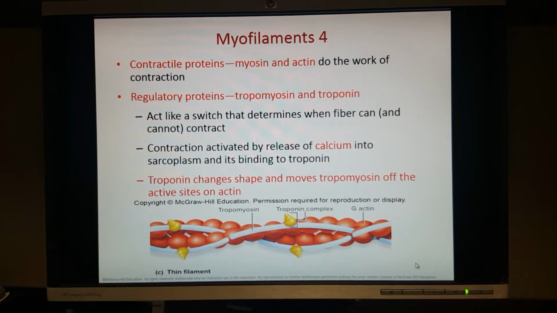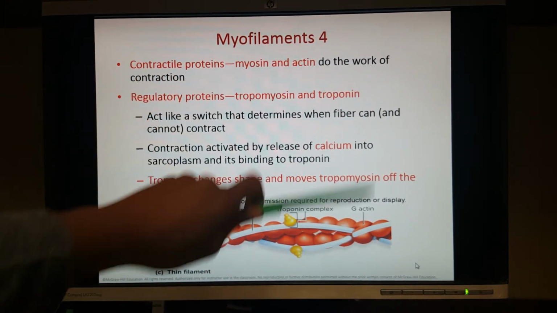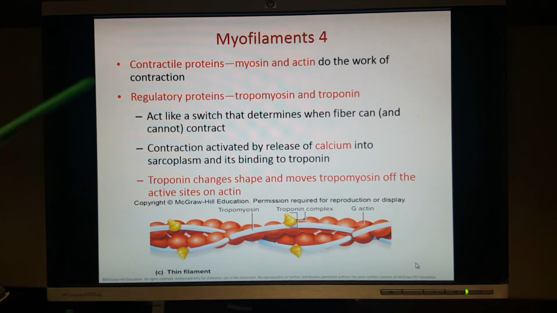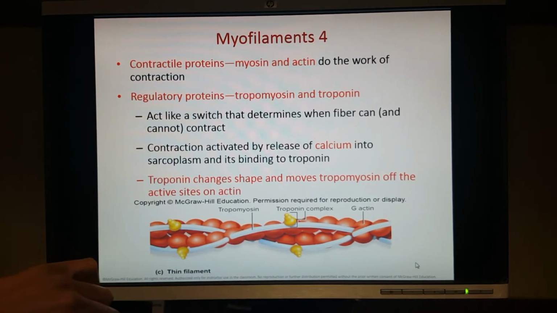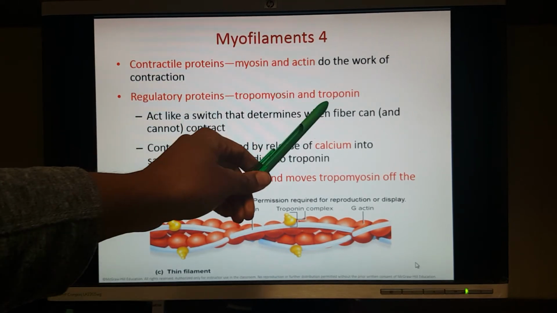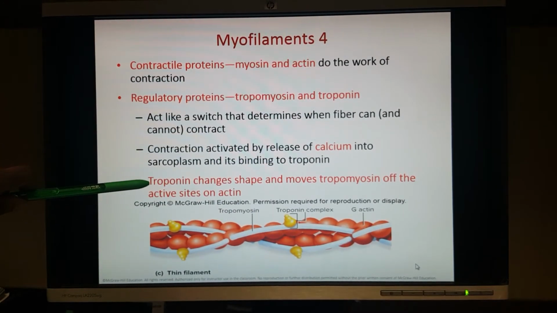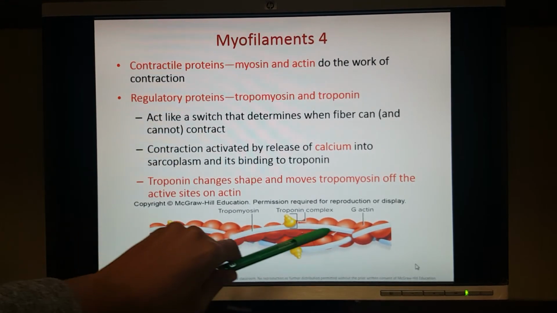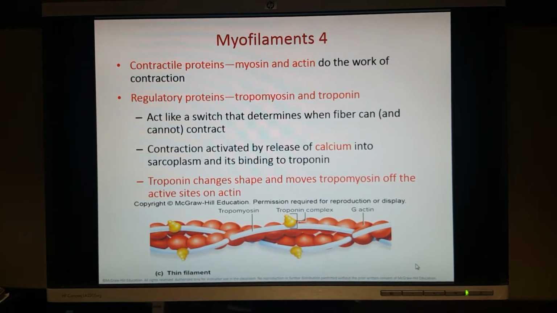Okay, last thing, just focusing on our myofilaments and their components. I said this earlier, but I can say it again. The myosin and actin on our thick and thin filaments actually do the work of causing contraction. So these are our contractile proteins. The regulatory proteins are our tropomyosin and our troponin. Again, calcium released from the terminal cisterns of your sarcoplasmic reticulum binds to the troponin. When the troponin is bound with calcium, it changes shape, a conformational change, to move the tropomyosin off of the active sites on actin, allowing the myosin head to bind and cause the contraction.